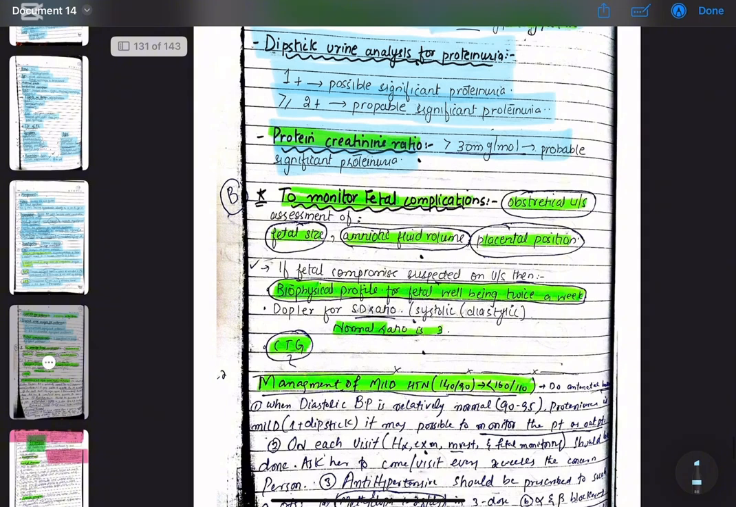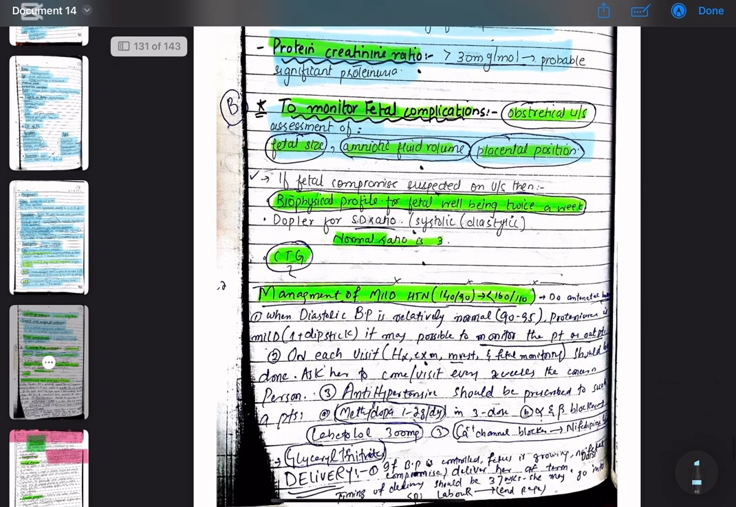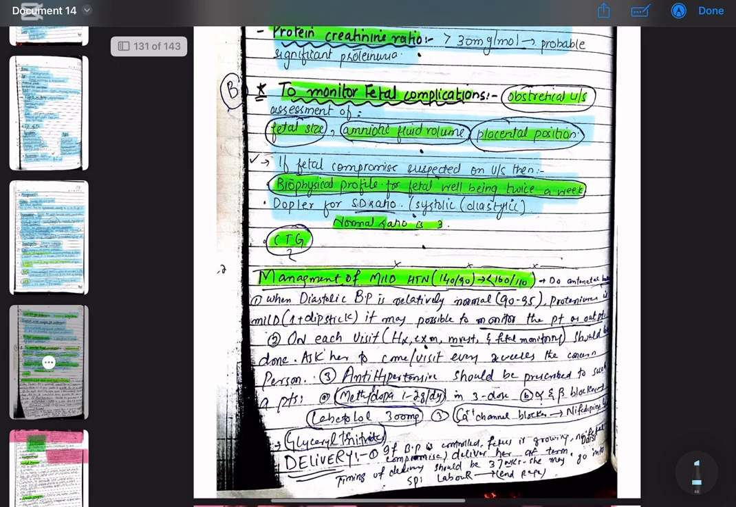And to monitor the fetal complications, obstetrical ultrasound assessment is done for the fetal size, amniotic fluid volume, and placental position. If fetal compromise is suspected on ultrasound, then biophysical profile for fetal well-being twice a week, and Doppler for the SD ratio, systolic diastolic ratio. Normal ratio is 3, and CTG is done.